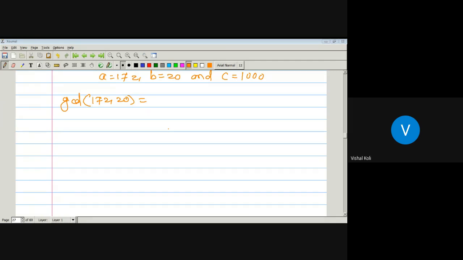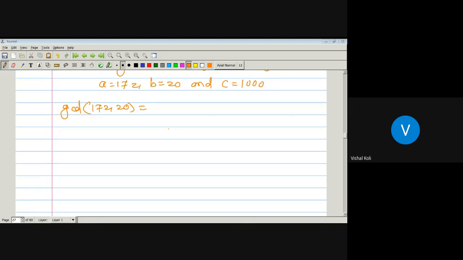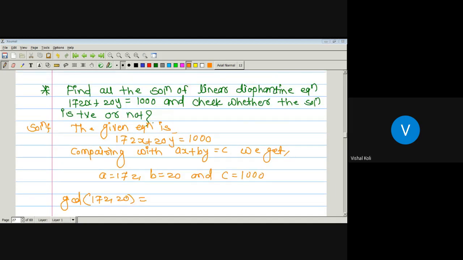Whenever we use Euclid's algorithm, by the theorem of GCD, whenever d is the GCD of a and b, then d can be expressed as a linear combination of a and b. So whenever we express this d as a linear combination of a and b, then we can express the right hand side c as a linear combination of a and b. We just have to find some particular values x naught and y naught, and then we can easily find all the remaining solutions, that is x dash and y dash.